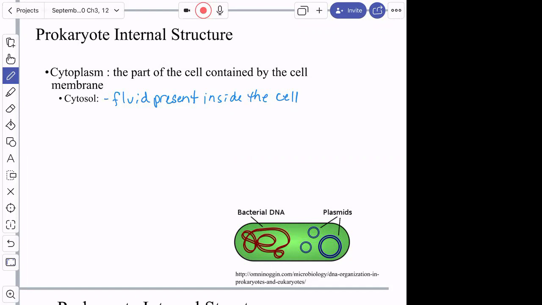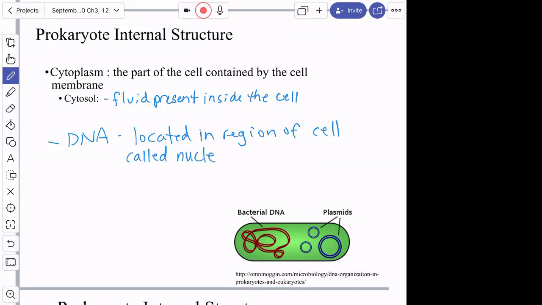Okay, well, what else do we see in the cytoplasm? We find the cell's DNA, and that's going to be located in a region of the cell called the nucleoid. It doesn't really show that in this little picture I have here, but remember, there's not a membrane around the DNA. It's just still kind of floating in what we call a region of the cytoplasm called the nucleoid region.